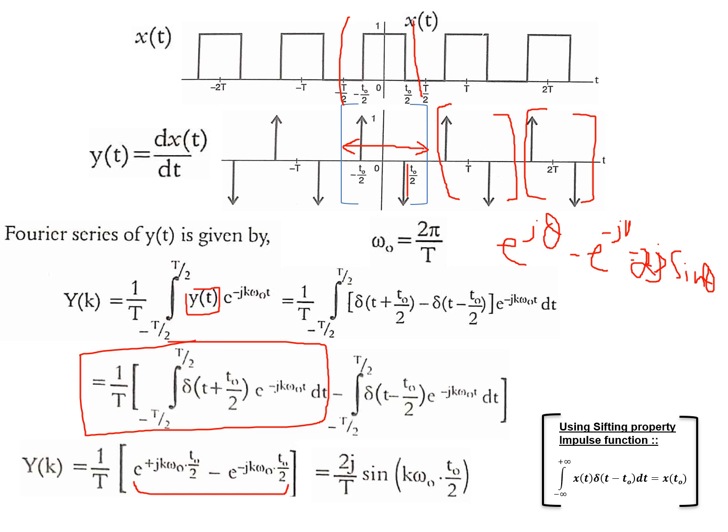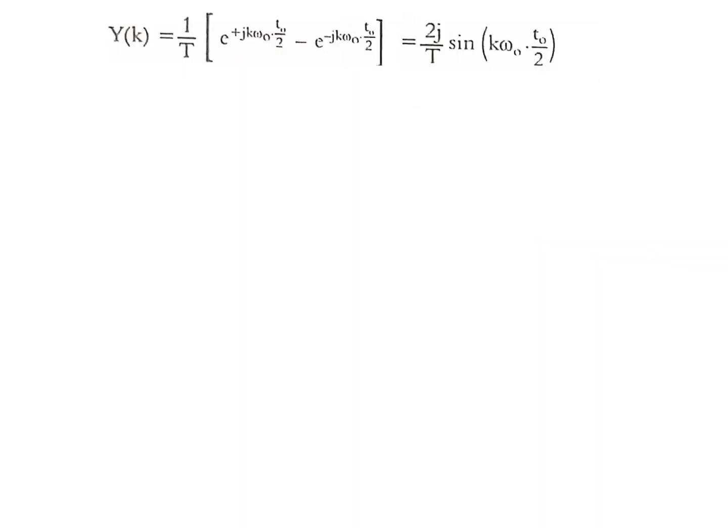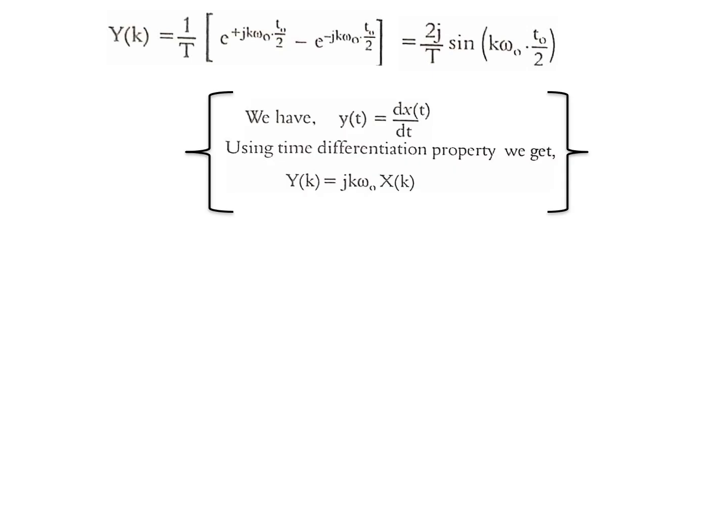Sine of theta, where theta is k omega naught t naught by 2. So this is what I do. Again I'm rewriting the same thing here. Now see what the differentiation property of Fourier series says.